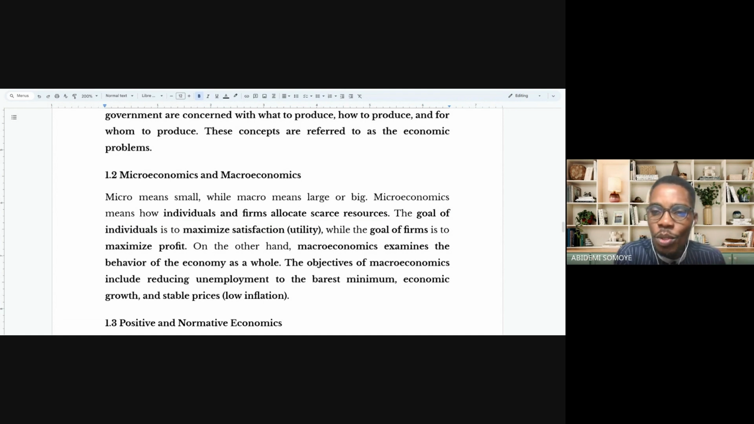For individuals, the goal is that for everything I buy or decide to consume, I want to have the maximum satisfaction. This is what we refer to as utility, which means satisfaction. While the goal of a firm is to maximize profit.